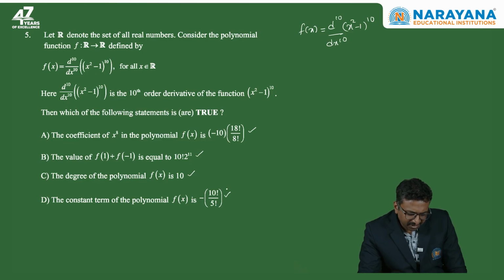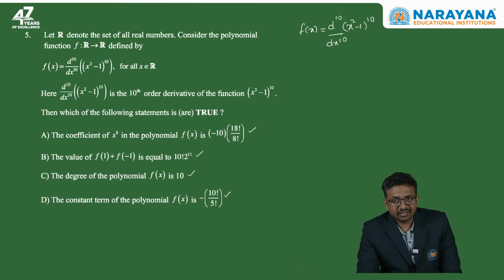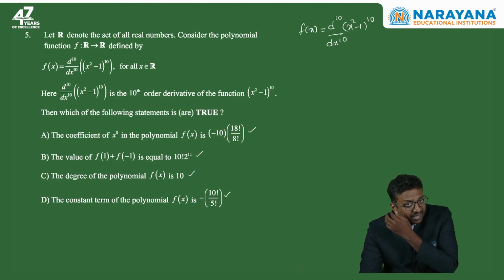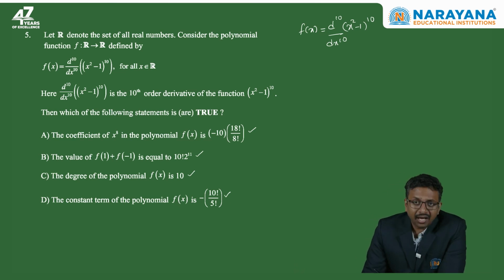So you have 4 options. They're asking you the coefficient of x power 8, f of 1 plus f of minus 1, degree of the polynomial f of x, and the constant term of f of x. So these are the 4 questions that are being asked. So let us try to see how we can go forward here. So d10 by dx power 10 of (x square minus 1) whole power 10. So first, clearly x square minus 1 whole power 10 is a 20th degree polynomial, right? So I think that is clear for you.